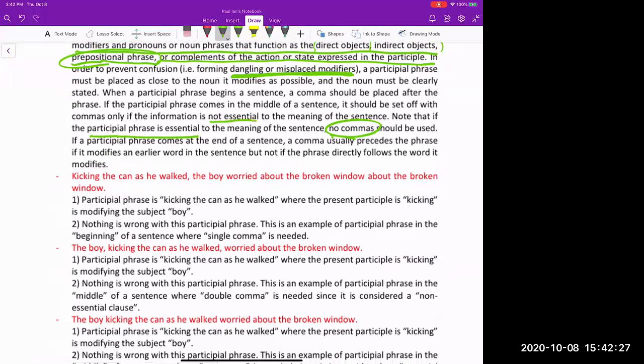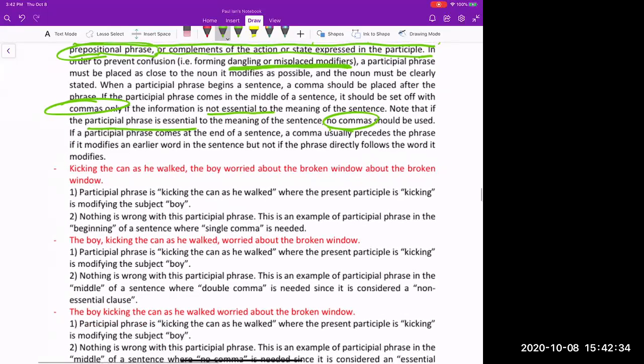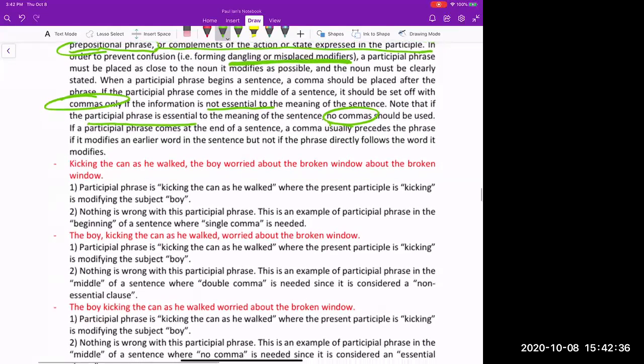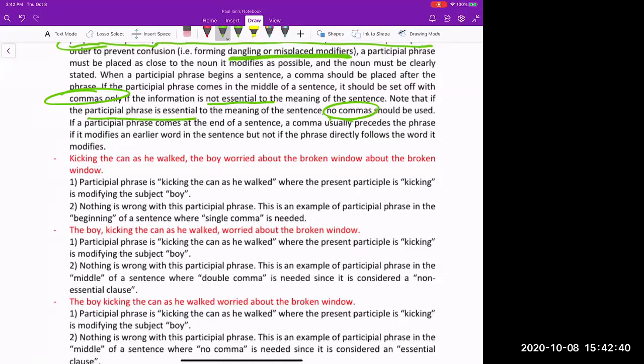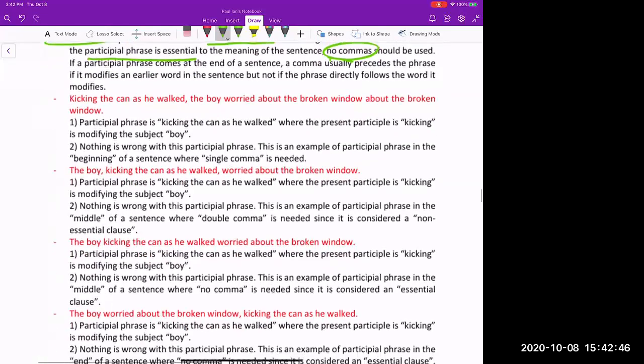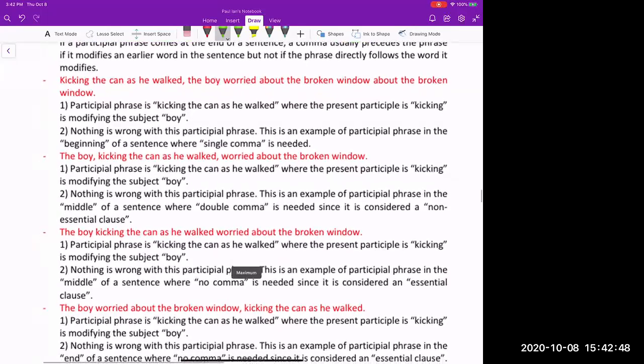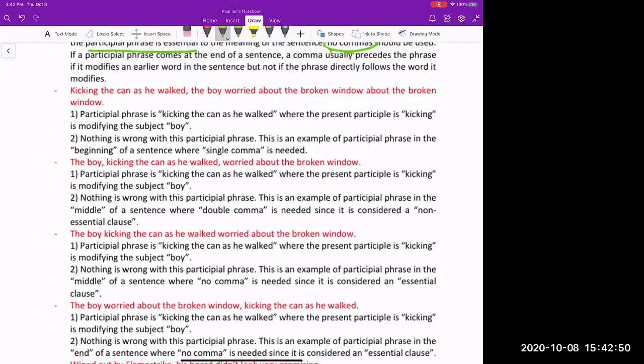Not essential, here you go. And you need to put a comma. The trick to that is either you put two commas or you put no commas. Two commas if it's non-essential, and no commas if it's essential. There are some tricks to that, and they'll be notable for the exam. Okay, so let's just take a look at this guy.